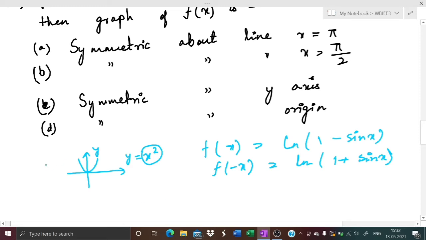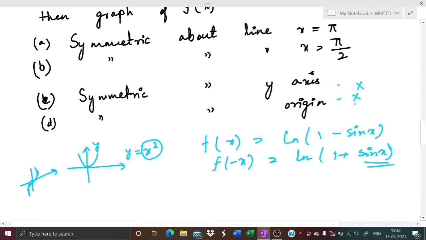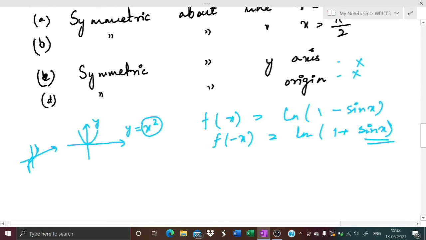Now what about symmetric about the origin? A graph is symmetric about the origin when your graph is an odd function. We have already read that. So over here this is neither even nor odd, so this graph is neither symmetric about the y-axis nor about the origin, so these two options are already cancelled. Fine. Now we will go to option number B.